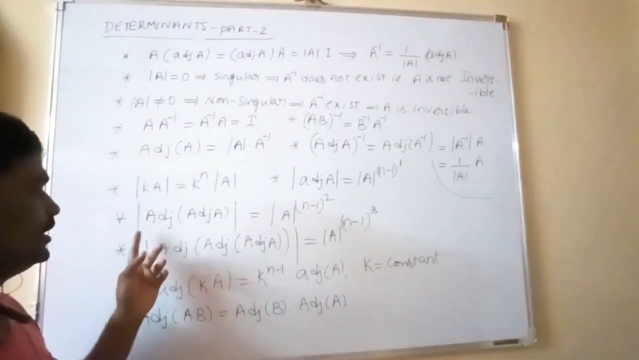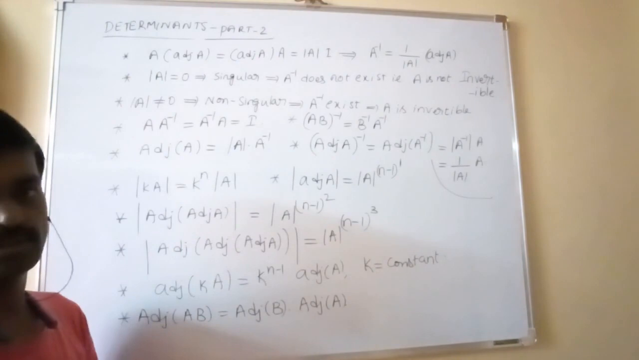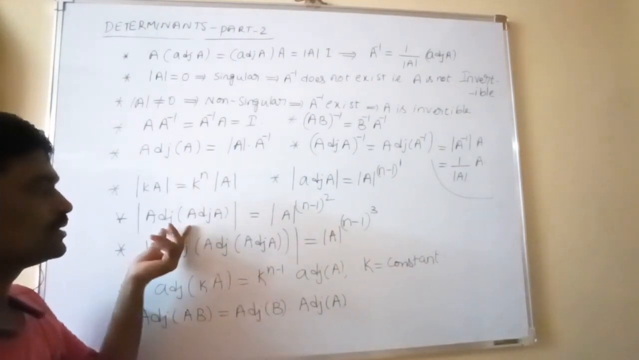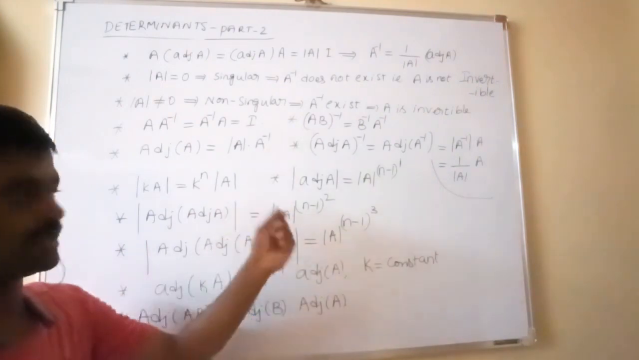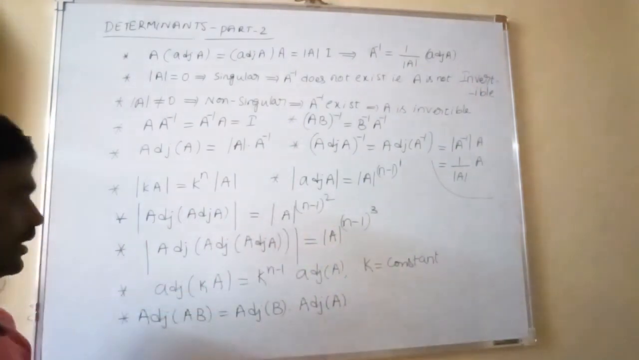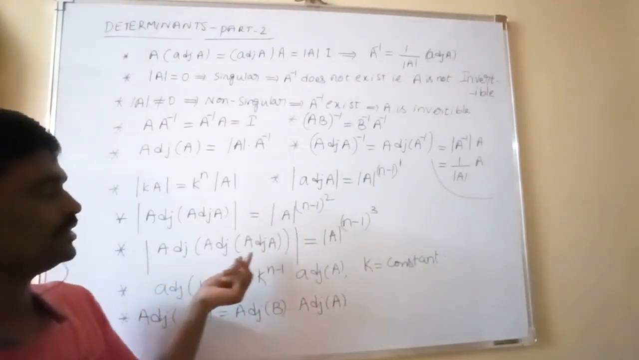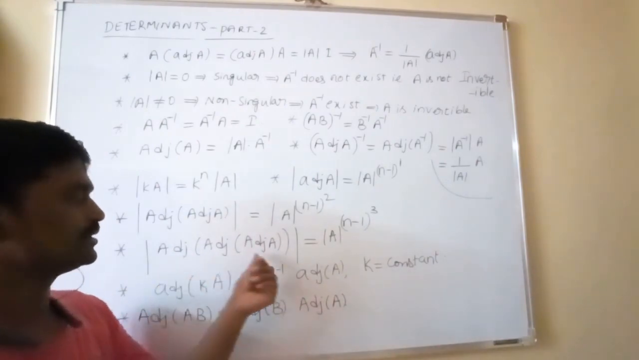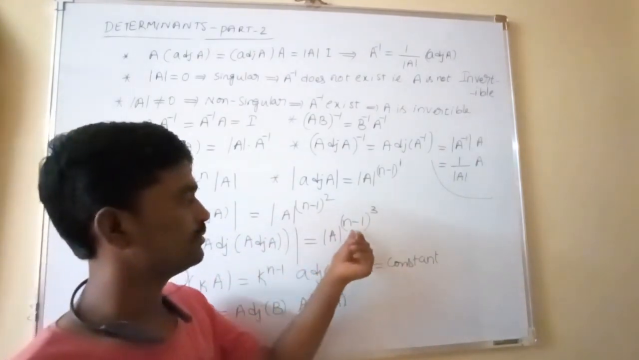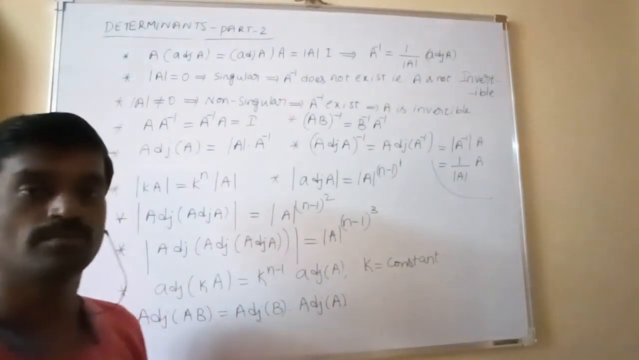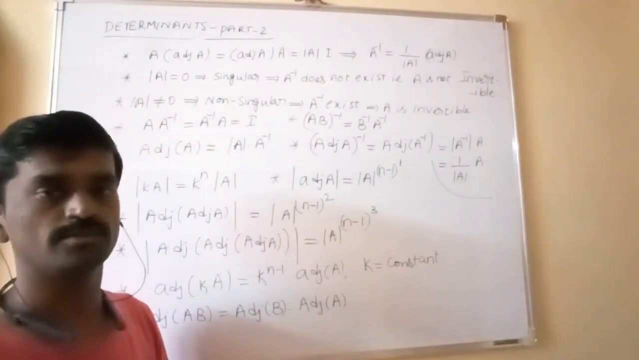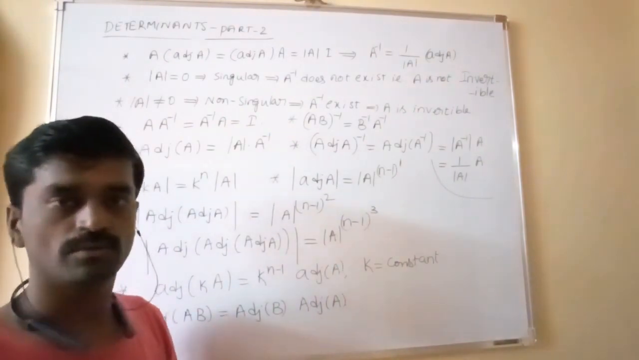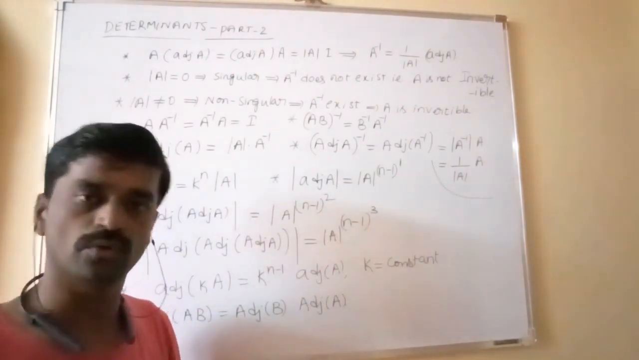Determinant of adjoint of adjoint A: how many adjoints are there? 2. So, det A power n minus 1 whole square. Determinant of adjoint of adjoint of adjoint A: how many adjoints are there? 3. So, det A power n minus 1 whole power 3. With 4 adjoints, it is determinant of A whole power n minus 1 whole power 4.